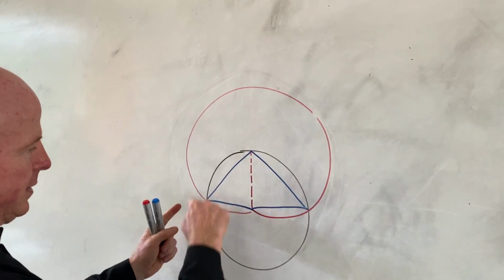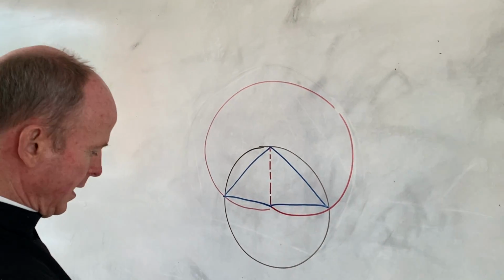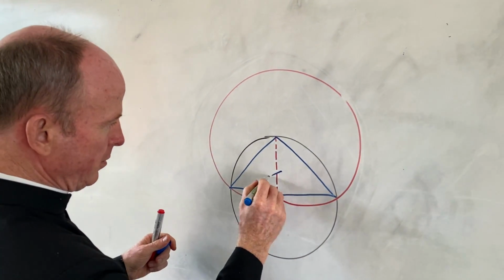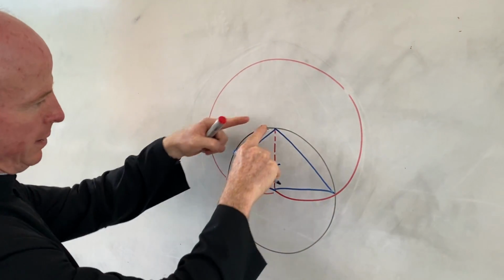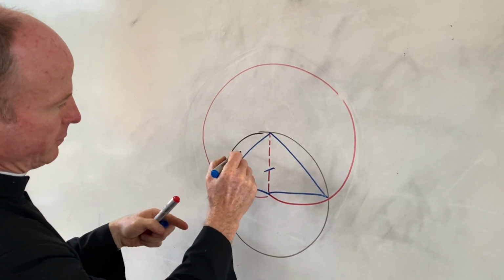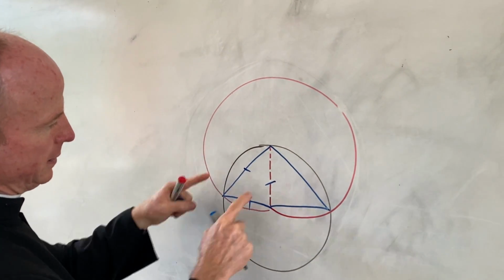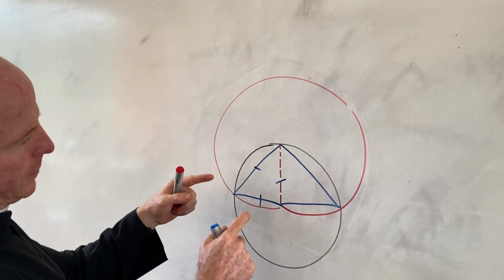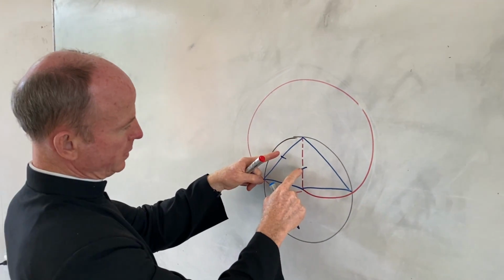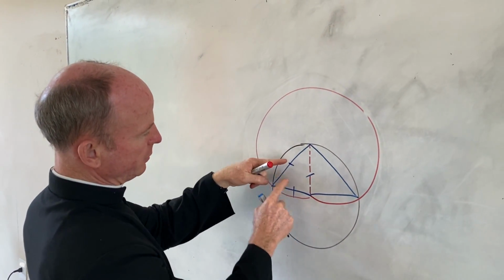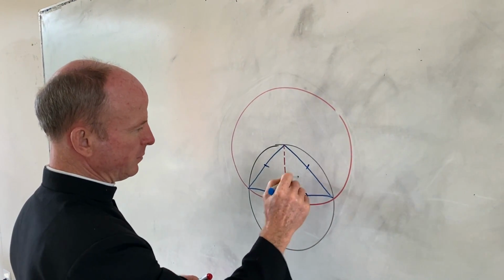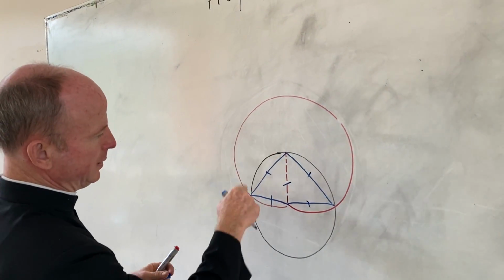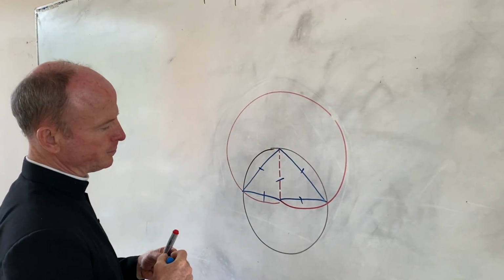Now, we know that in this circle, these two lines are equal because they are radii of the same circle. And we know in this circle, these two lines are equal because they're radii of the same circle. Two things equal to the same thing are equal to each other, so these two are equal. Likewise, this would be the same. These are all equal. So this is an equilateral triangle.